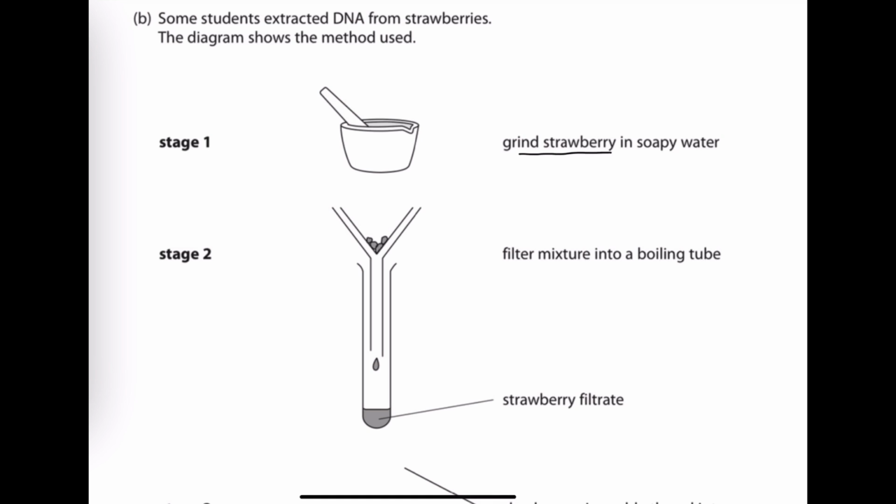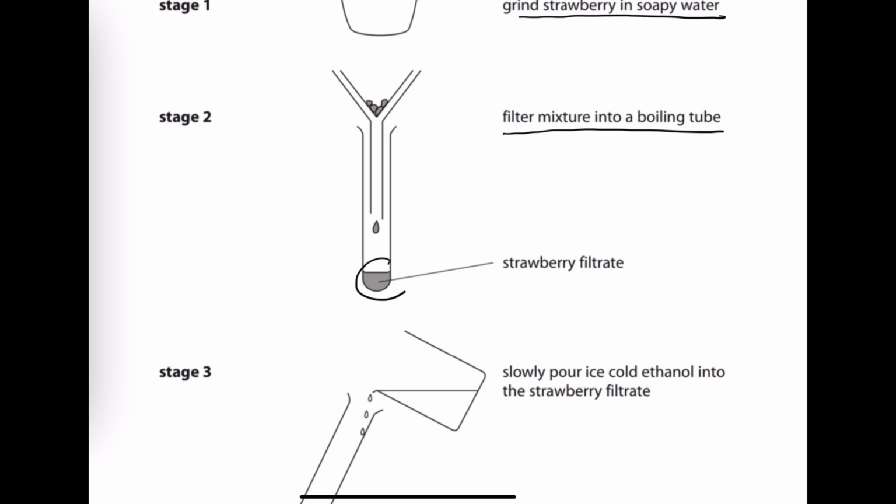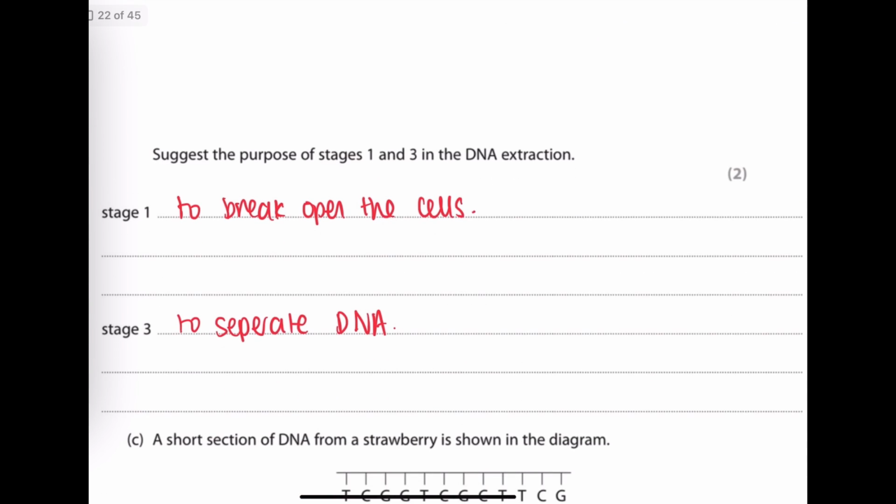So stage 1, grind the strawberries in soapy water. Stage 2, filter the mixture into a boiling tube, and this is the strawberry filtrate. Stage 3, slowly pour ice cold ethanol into the strawberry filtrate. Stage 4, remove the DNA with a wire loop. So suggest the purpose of stage 1 and 3.